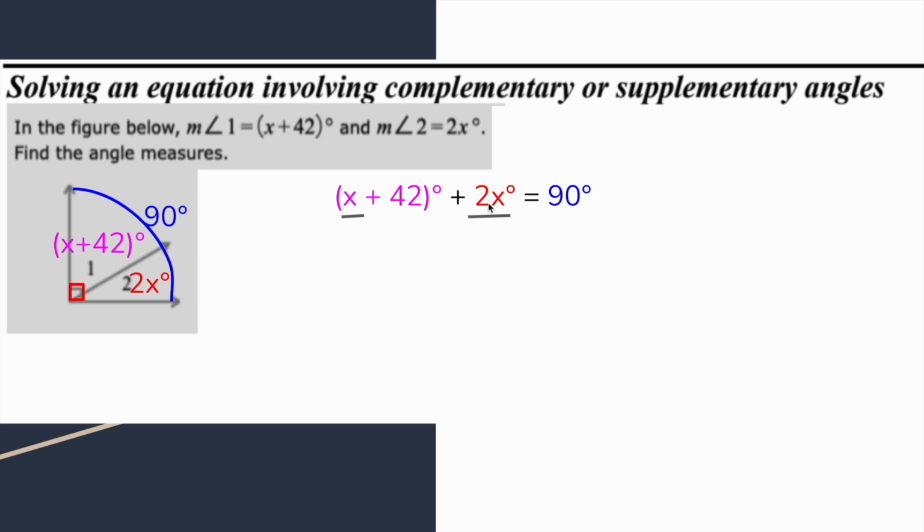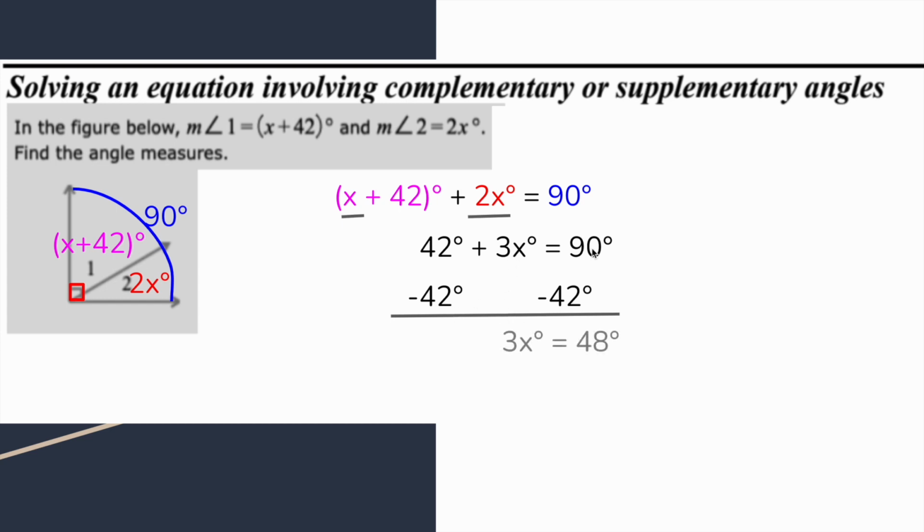You can see I've underlined a few pieces here. These are like terms. The parentheses around the x plus 42 don't really mean anything. I'm just showing you that it was that whole angle 1. I'm grouping it, but really they don't mean anything. It's all addition, so we can go x plus 2x, and we get 3x, and then the 42 just comes down, so does the 90. Now I'm going to try to get x by itself, now that I've simplified a little by adding those like terms. So I'm going to subtract 42 from both sides. 42 minus 42 cancels, the 3x will drop down, and 90 minus 42 is 48.